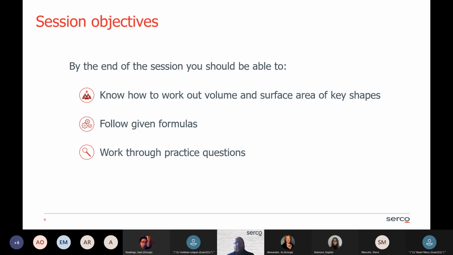Those who were on the circle and triangle one earlier, there were some formulas to remember from that. And unfortunately, there's one more formula, well, a couple of formulas here, that I'm going to give you that you are expected to remember. And we'll work through some practice questions again, and we'll work through them together.